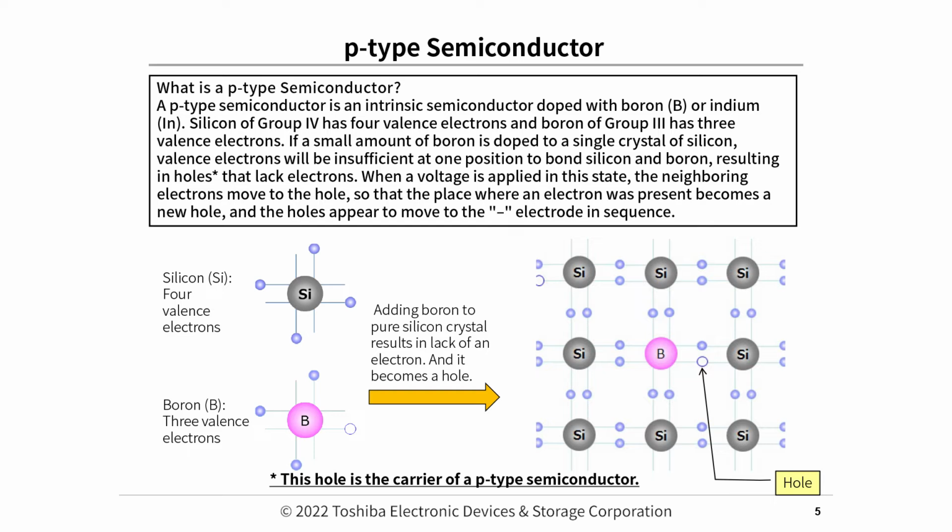When a voltage is applied in this state, the neighboring electrons move to the hole, so that the place where an electron was present becomes a new hole, and the holes appear to move to the minus electrode in sequence.